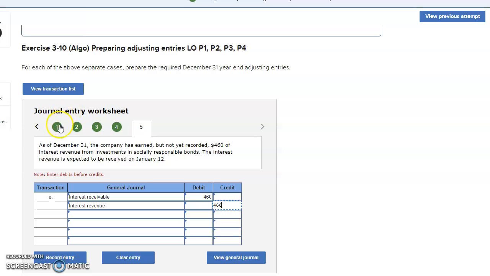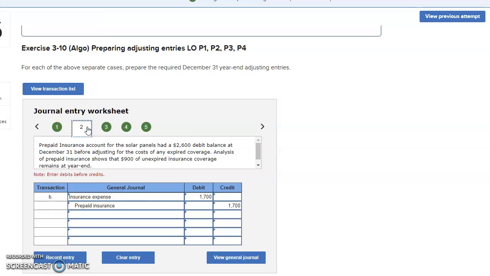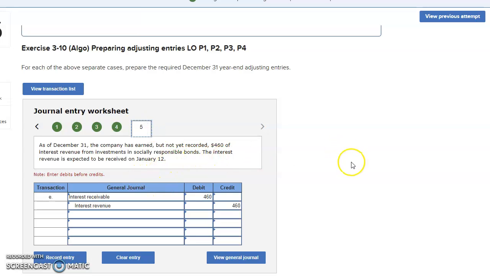If we notice each one, this one is the depreciation, the second one was insurance expense, the unearned revenue, and the very last one is the interest receivable. One of the things that helps me is to remember that we just have to make adjustments on two accounts, the balance sheet and the income statement, following the three-step process to solve the adjusting entries on the journal.